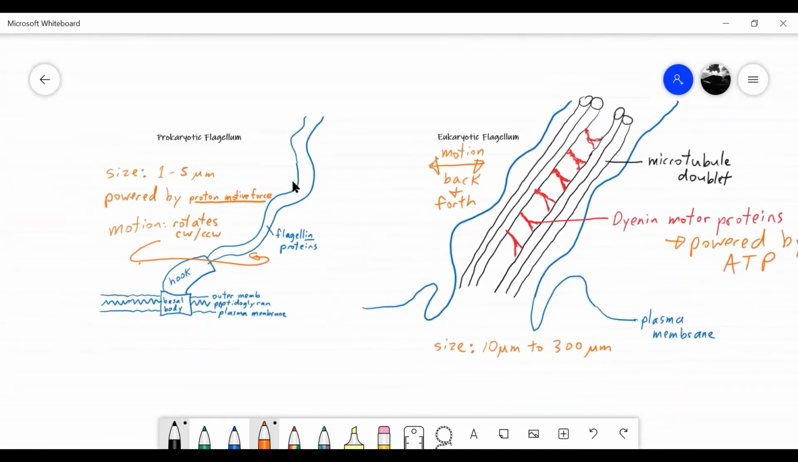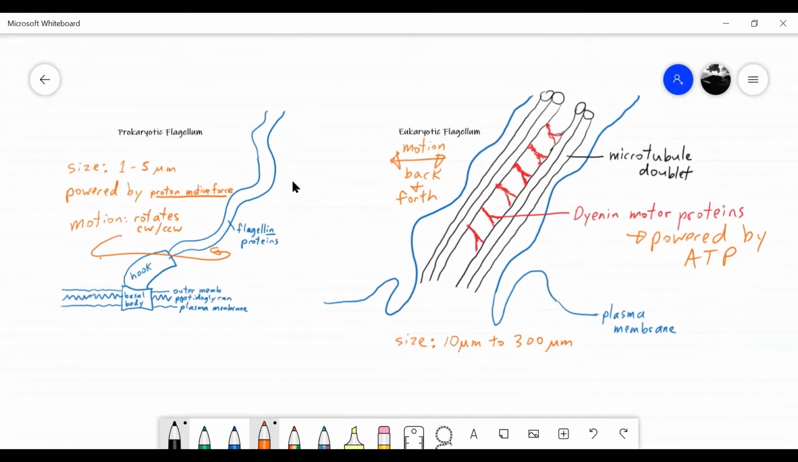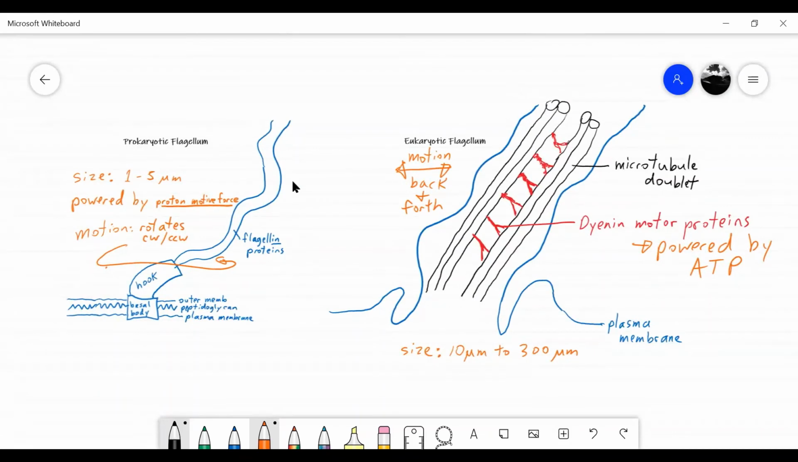I'm trying to emphasize that these things are very different beasts in terms of their structure, their motion, and how they're powered. They just have the same name because they do the same thing, meaning they help these cells swim, but the structures are very, very different. All right, so I hope you liked my diagrams.